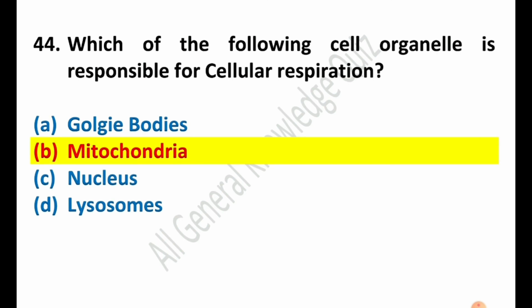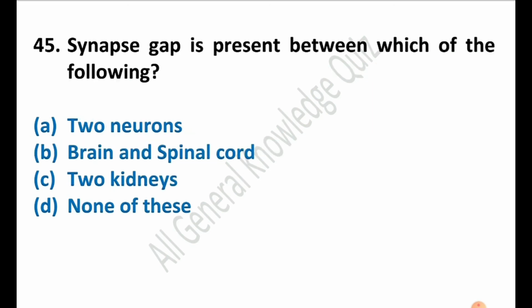The answer is option B, mitochondria. Mitochondria is a cell organelle which is responsible for cellular respiration. Question number 45. Synapse gap is present between which of the following? Option A, two neurons. Option B, brain and spinal cord. Option C, two kidneys. Option D, none of these.